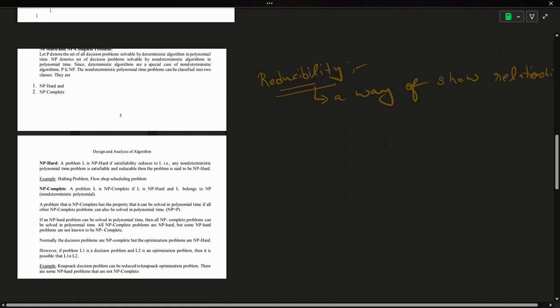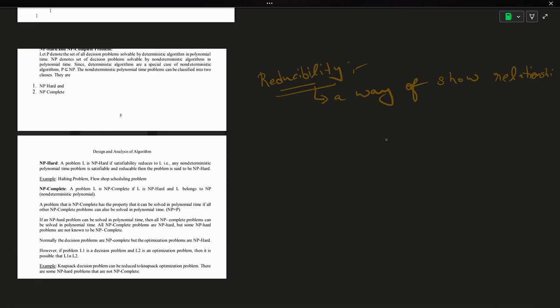Reduction, as I said, is a way of showing relationship. For example, if I was able to reduce the 0-1 knapsack problem into the satisfiability problem, or the satisfiability problem into the 0-1 knapsack problem, by taking an instance of the satisfiability problem, which is I1, and converting that instance into some instance of the 0-1 knapsack problem, I2, in polynomial time. And what does it mean?